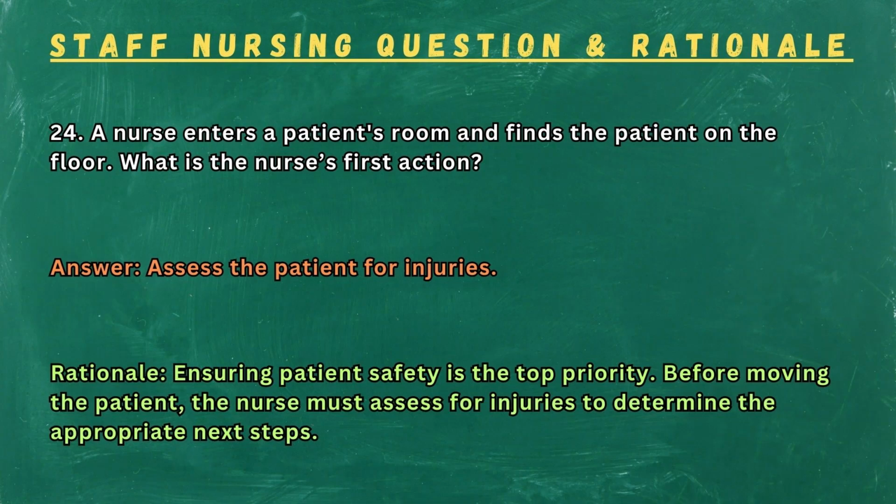24. A nurse enters a patient's room and finds the patient on the floor. What is the nurse's first action? Answer: assess the patient for injuries. Rationale: ensuring patient safety is the top priority. Before moving the patient, the nurse must assess for injuries to determine the appropriate next steps.